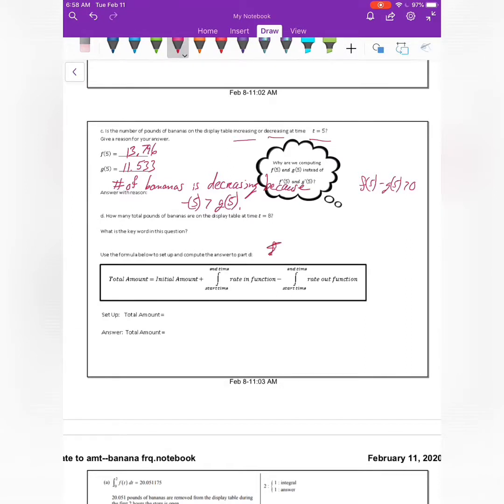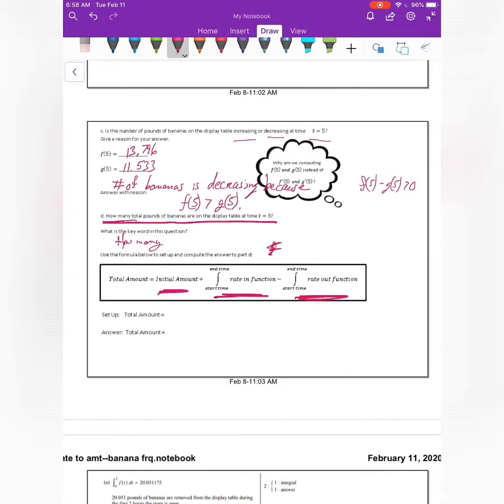So, looking at part D now. Part D says how many total pounds of bananas are on the table at time 8. So if you want how many, which is the word that I would concentrate on in this one. How many? Well, that's an amount. So if you want an amount, we looked at this yesterday. You need your starting plus what's being added minus what's being subtracted.